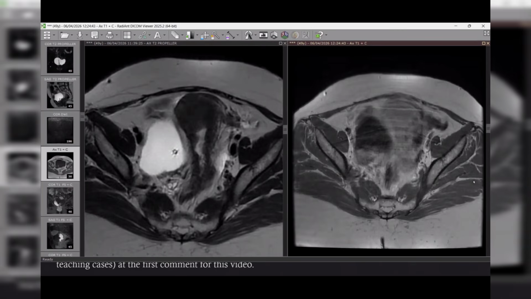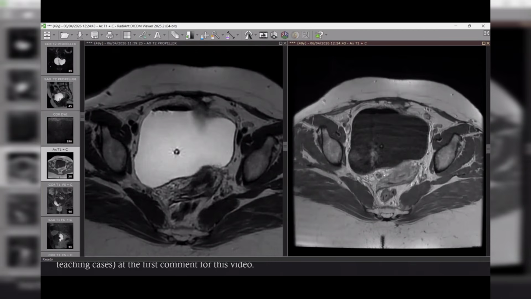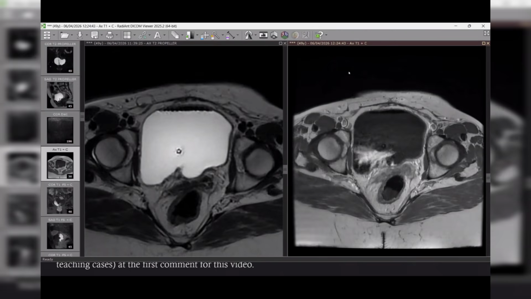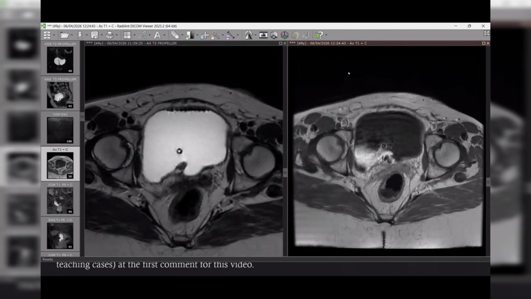I'm trying to scroll. It's not moving. For you, just a minute. Okay. Yes. This is a mess.